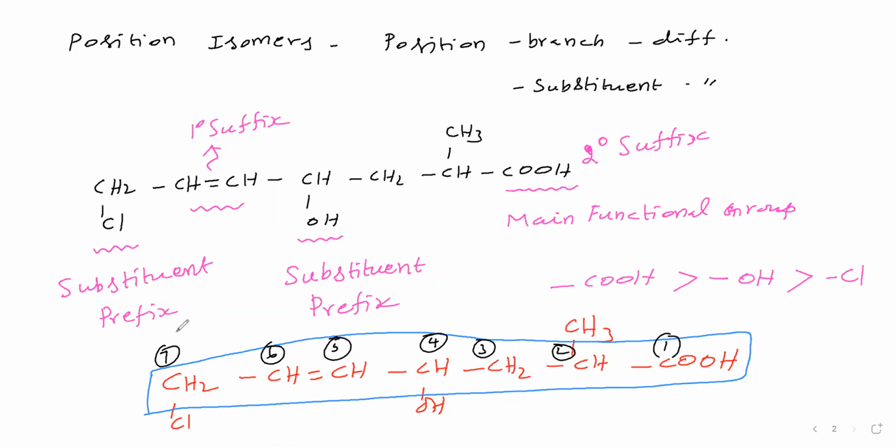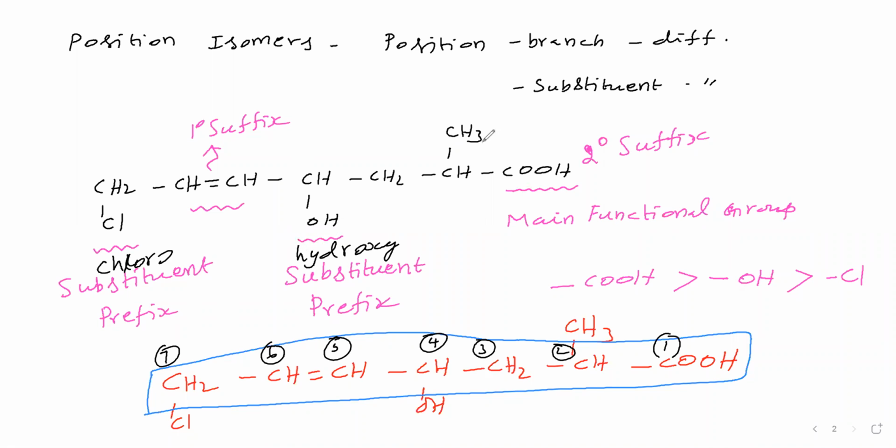Now we will see which prefixes there are. The prefix name for Cl is chloro. The prefix name for OH is hydroxy. We should not say "ol". "Ol" we have to say when it comes under secondary suffix, when it is treated as the secondary suffix if it is the main functional group. Since it is not the main functional group, we should not treat this as secondary suffix. Therefore, "ol" we should not say. We are treating this as a substituent. Substituent means this name we have to say as prefix. The prefix name for this one is hydroxy.